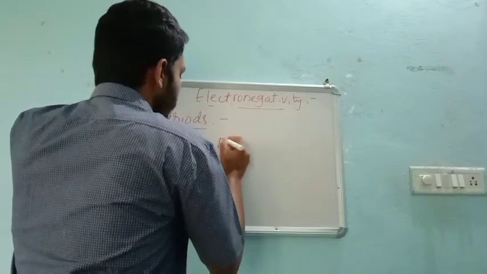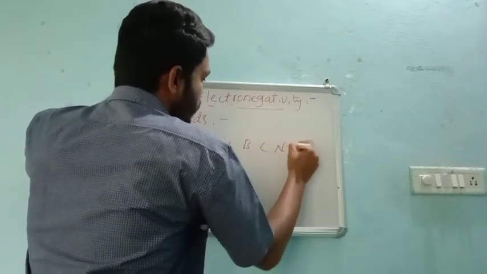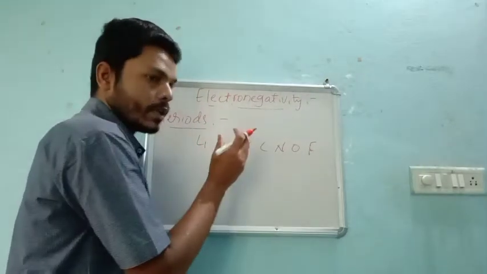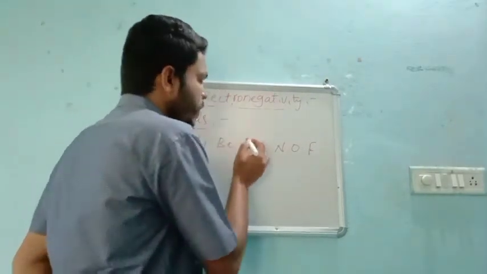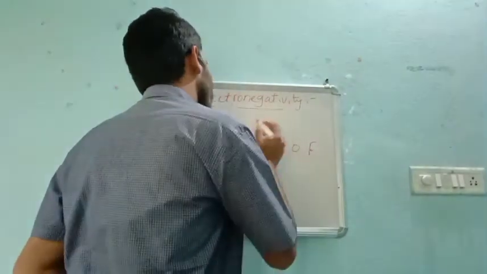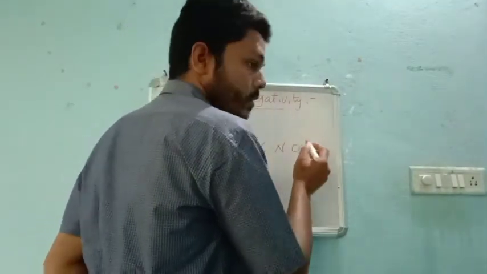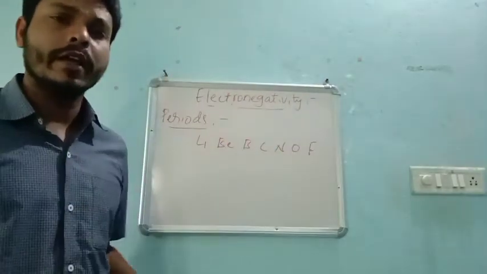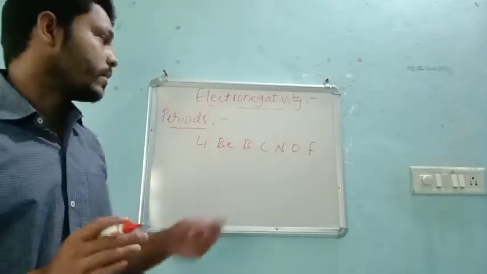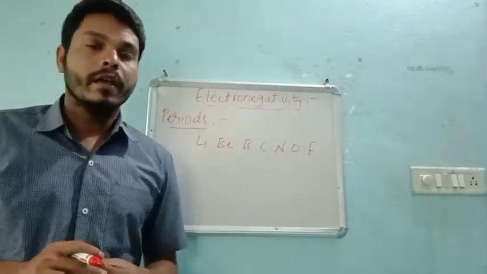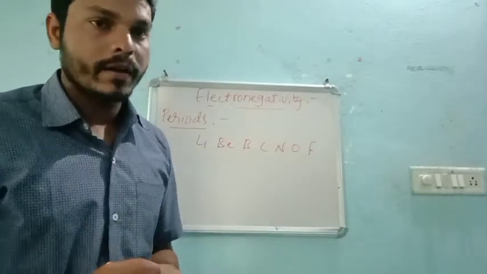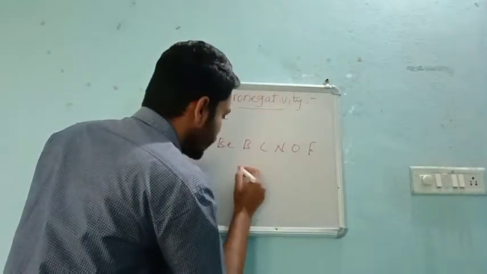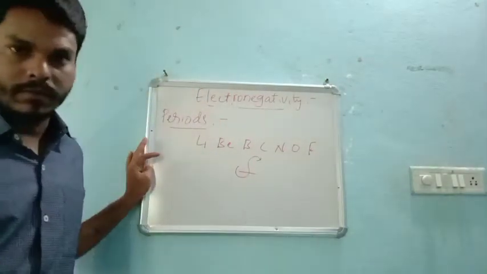So lithium, beryllium, boron, carbon, nitrogen, oxygen and fluorine. While moving from lithium to beryllium, size decreases. From beryllium to boron again the size decreases, then boron to carbon, carbon to nitrogen, nitrogen to oxygen, and finally oxygen to fluorine. Definitely the size decreases. If the size decreases, then the electronegative character definitely increases, and these elements can drag the already shared electrons towards themselves.